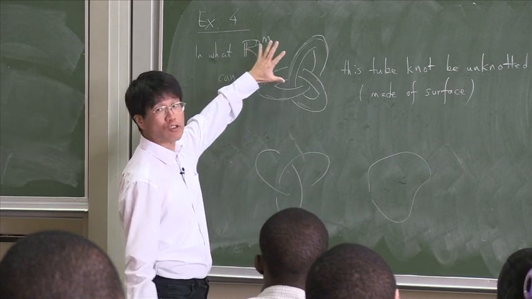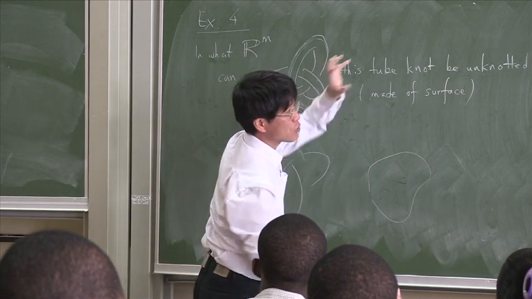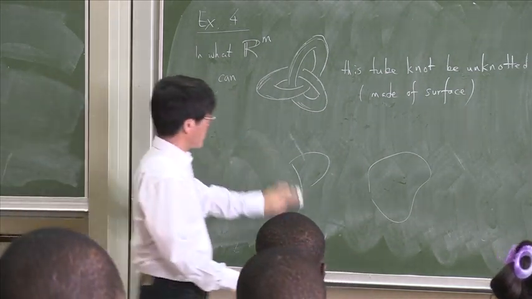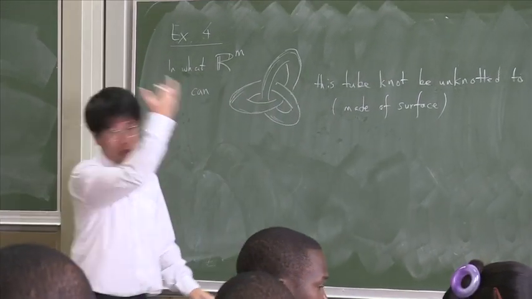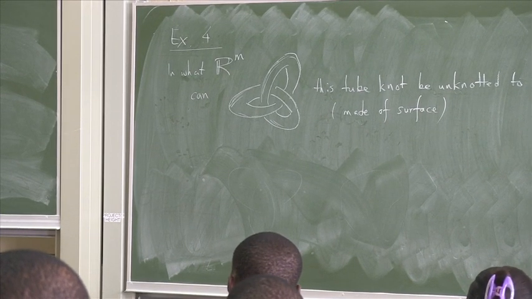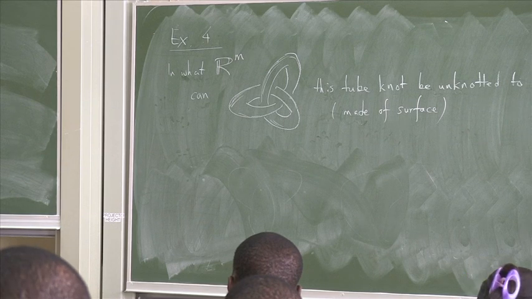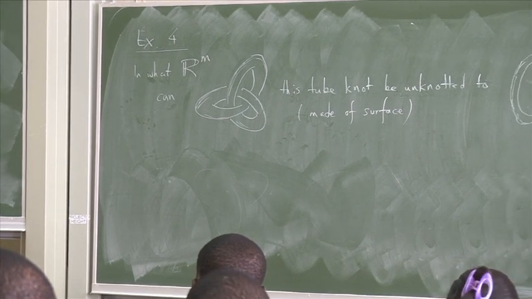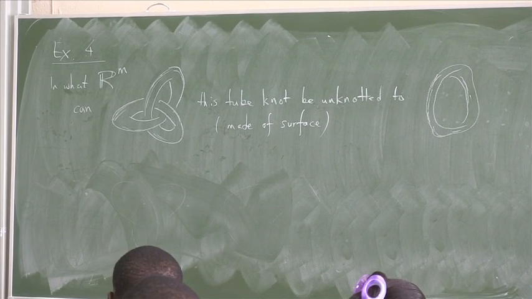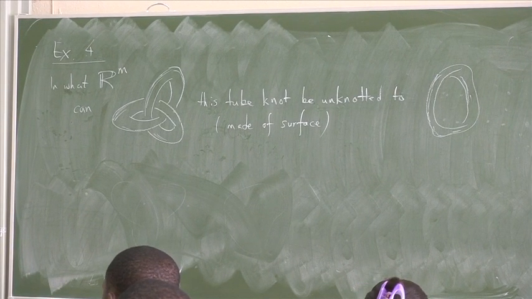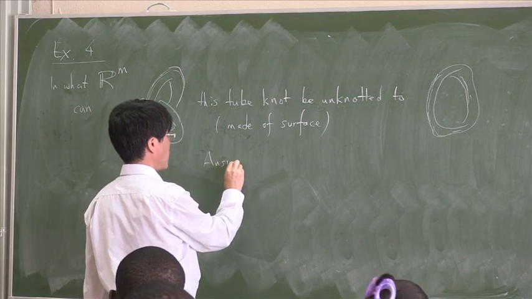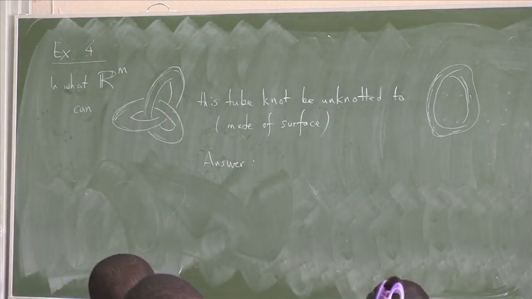I'm asking the same question, but for knots made of tubes. So what do you think the answer is? How high a dimension do you need in the ambient space in order to do this? Any takers? 6. That's very good. How did you calculate 6? You are a genius. So, why 6?